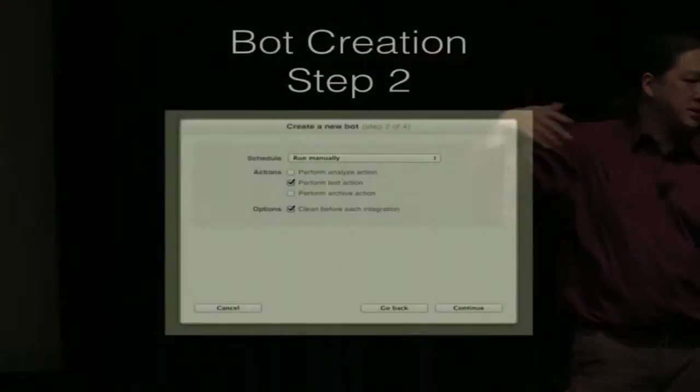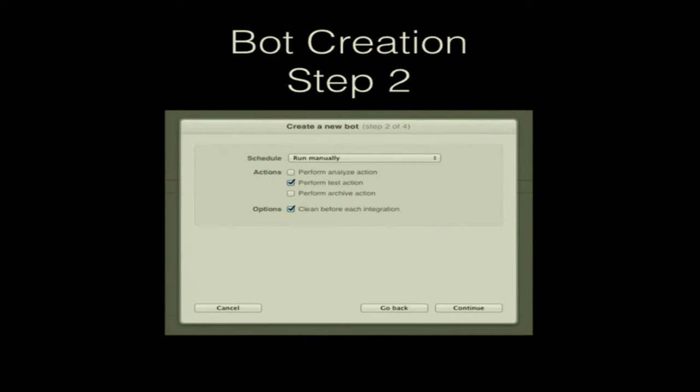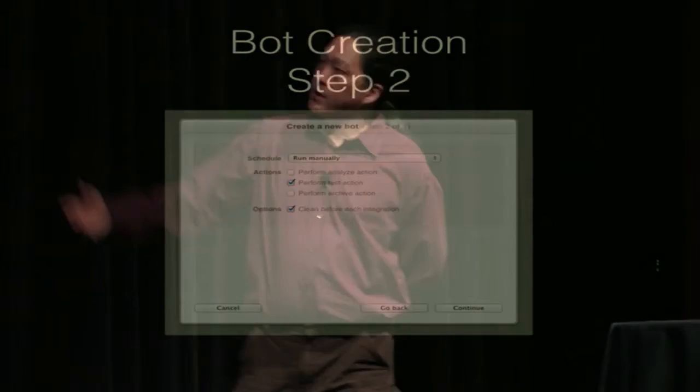You go on. You can give it your schedule. You can say build at a certain time, build on commit, or build manually. In this case, I've chosen manually. I've asked it only to perform the test. You can have it run the static analyzer or archive, create an IPA for you.